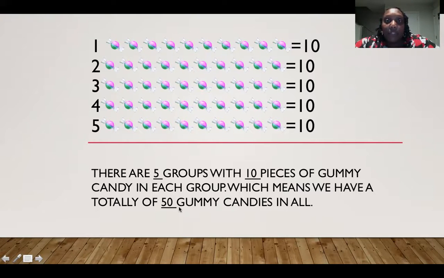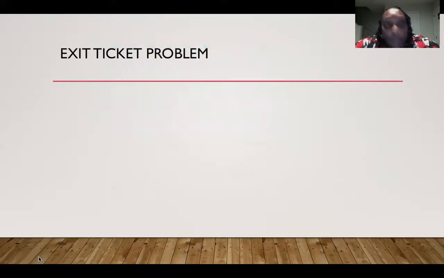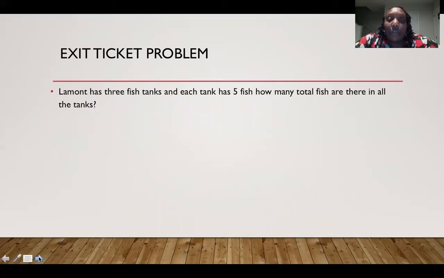Excellent job. So give yourself a moment if you need to, just to look over your work, make sure that you got to the correct number, because here's your opportunity to showcase all of the wonderful, exciting information that you've mastered regarding counting in equal groups. So you have an exit ticket problem, and this is going to be your problem that you solve on your own to demonstrate your mastery of the subject area.